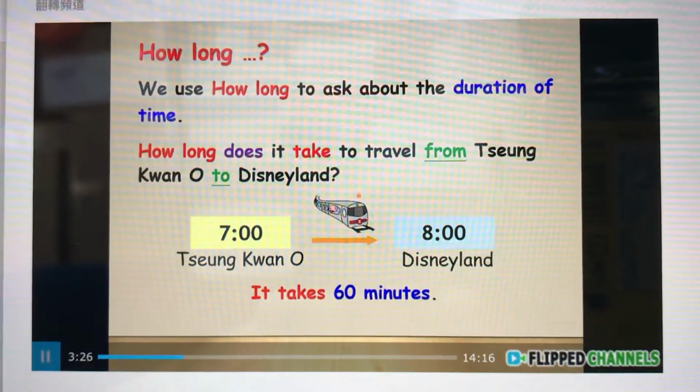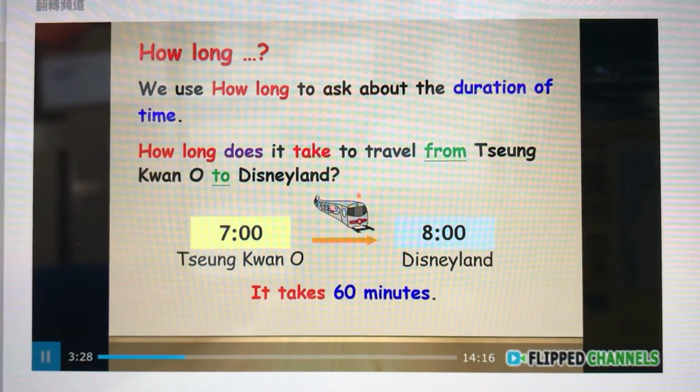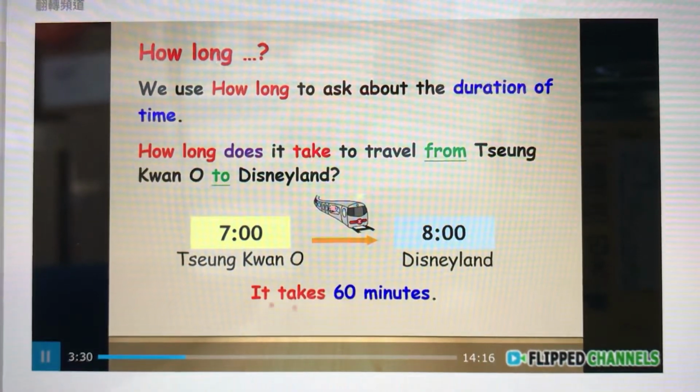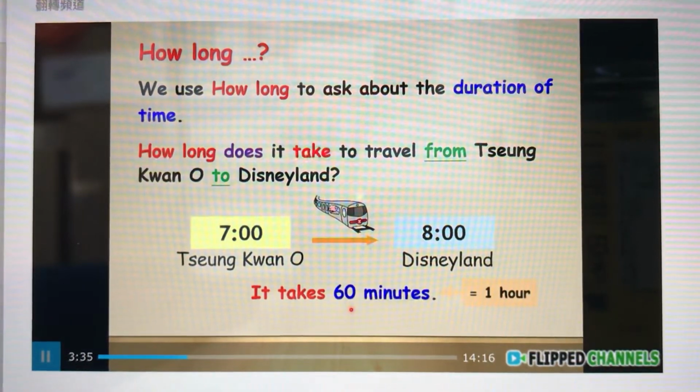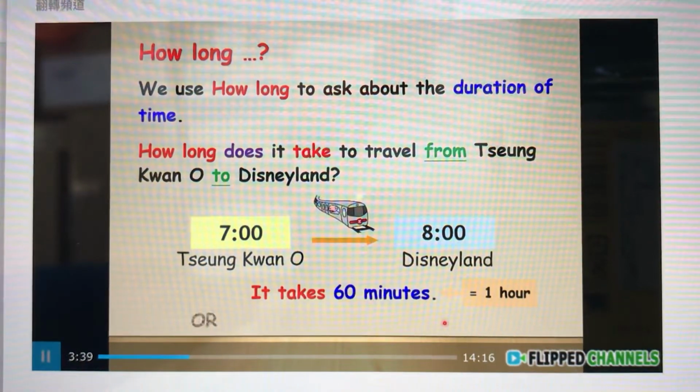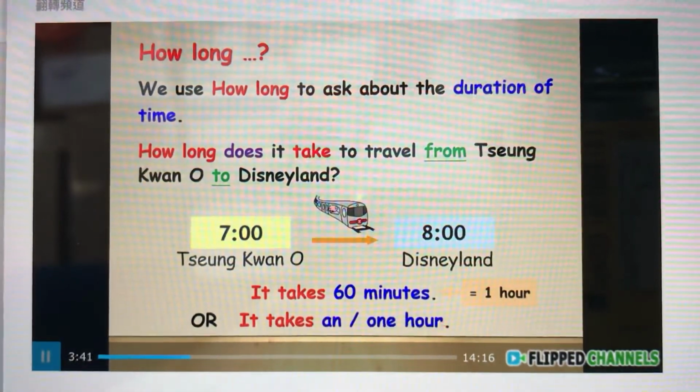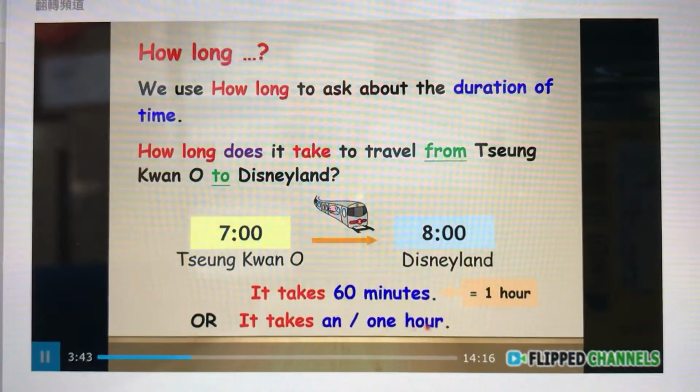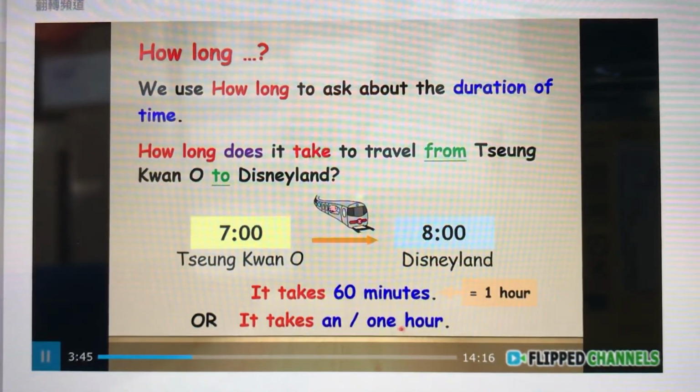So remember, we won't use uses here. We use take. It takes 60 minutes. 60 minutes means 1 hour. So we can also answer like this. It takes an hour, or it takes 1 hour.